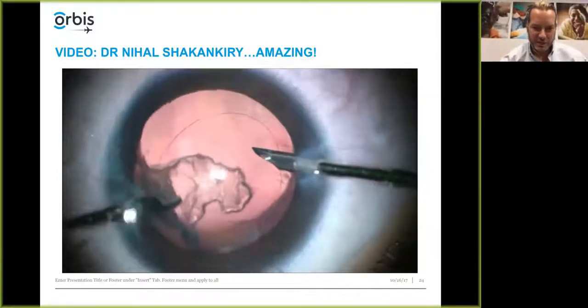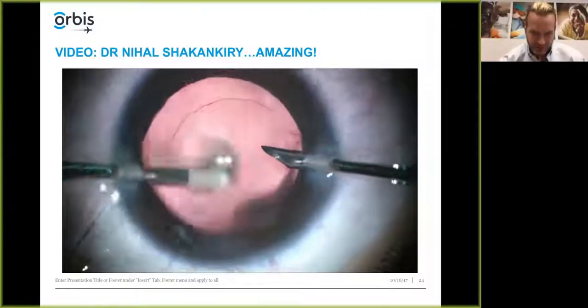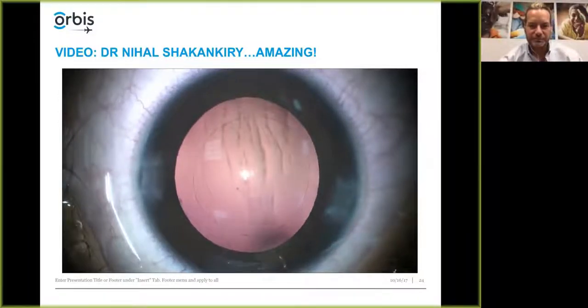And if you were to get stuck there, you could just switch hands with these two instruments and reach that without having to put pressure on the capsulotomy. All right, so it's cleaned up quite nicely.